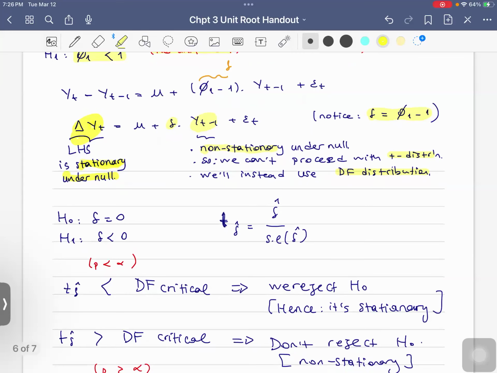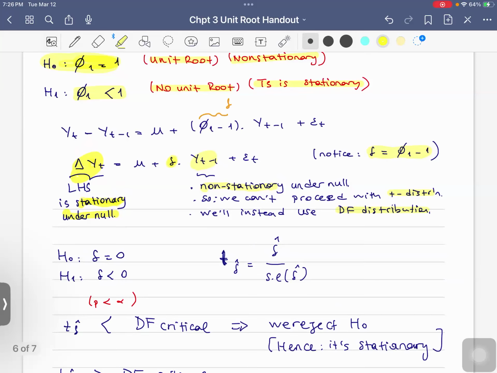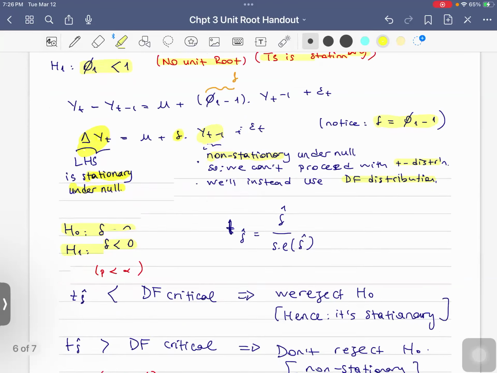You don't need to know the details of this, but all I want you to know is that now we can write the null hypothesis in the form of our delta, which is delta being equal to 0 versus delta being less than 0. Once again, they correspond to the series having a unit root versus the series being stationary.